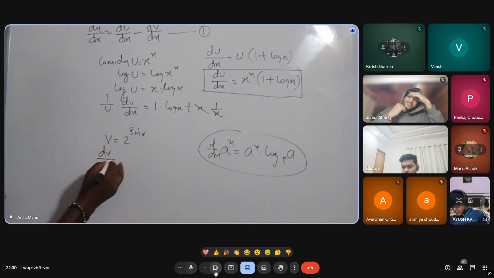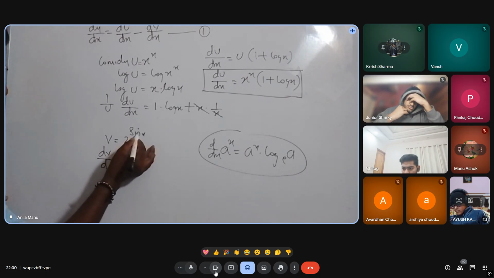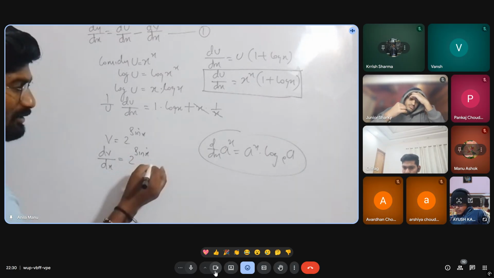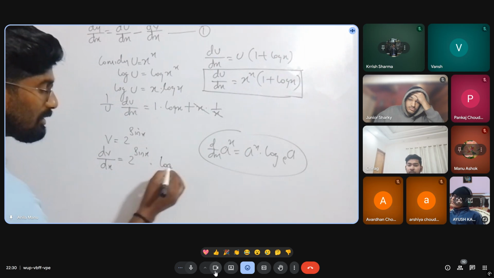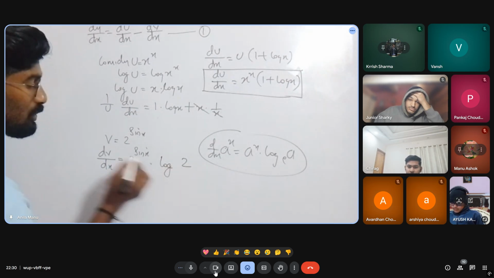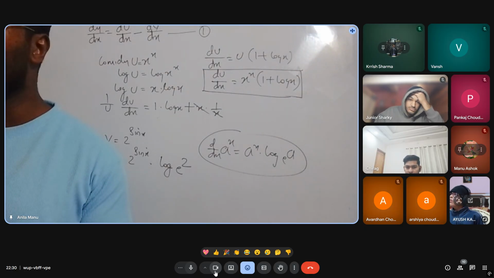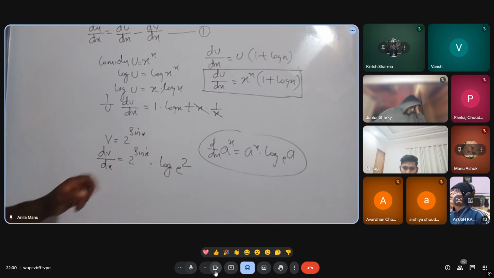So we can write directly dv by dx is equal to the derivative of a raised to x, that is a raised to x into log a to the base e. That is 2 raised to sin x into log 2 to the base e. Clear, right? But here most of the students are going to make a mistake: sin x you won't differentiate. Did you get the idea?